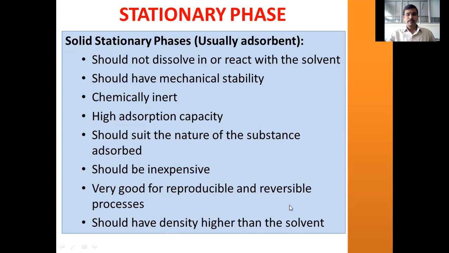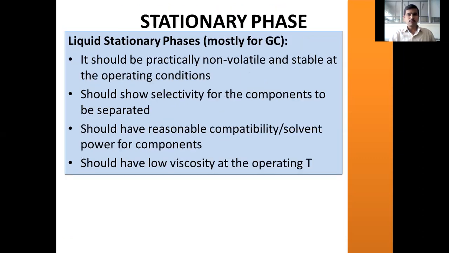And its density should be higher than the solvent, because it should settle in the chromatographic column. It should not flow with the solvent. Therefore, it should possess greater density when compared to the solvent or the mobile phase. And when we come to the liquid stationary phases, mostly used in gas liquid chromatography, the stationary phase will be a liquid and a solid will be holding the liquid; the outer surface of the solid will have the liquid, and that will be acting as the stationary phase.